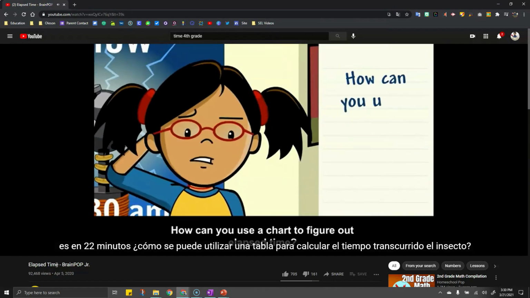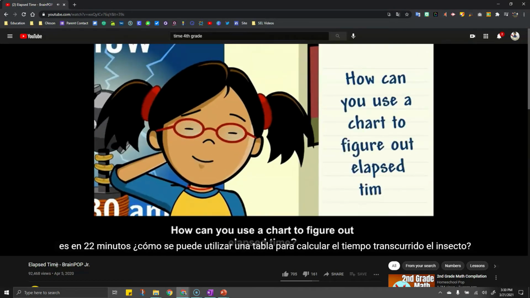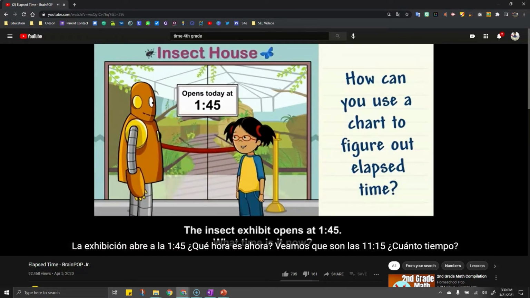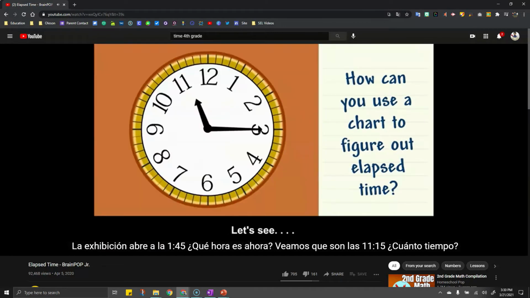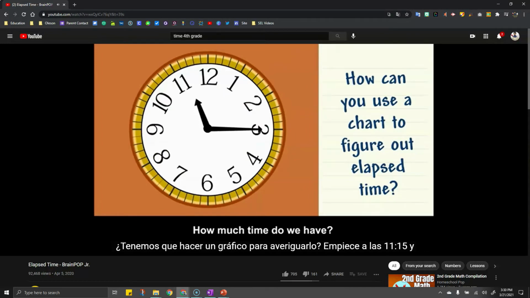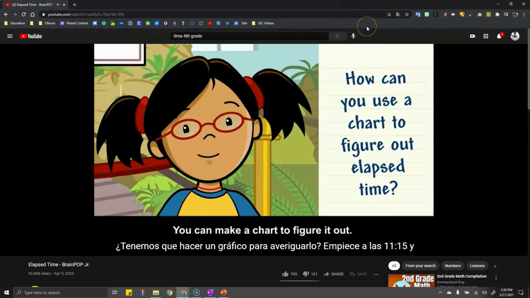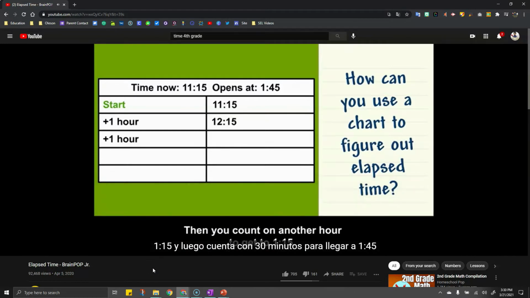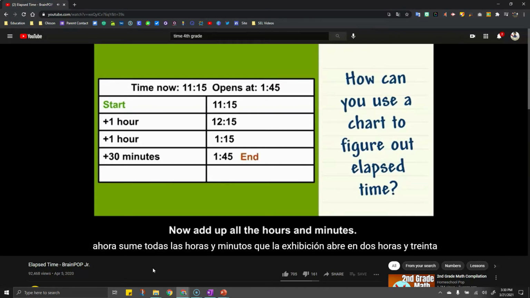minutes. How can you use a chart to figure out elapsed time? The insect exhibit opens at 1:45. What time is it now? Let's see. It's 11:15. How much time do we have? You can make a chart to figure it out. You start at 11:15 and you count on 1 hour to get to 12:15. Then you count on another hour to get to 1:15. Then you count on 30 minutes to get to 1:45. Now add up all the hours and minutes. The exhibit opens in 2 hours and 30 minutes.